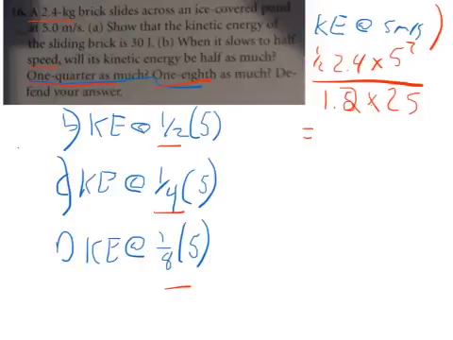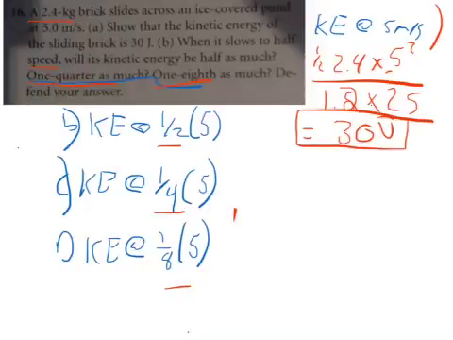So the first one is 1/2 times mass times 5 squared. Just 1/2 times 25. This is equal to 30 joules. Well, if we do half the velocity, shouldn't it be 15? Well, let's check. So this is half of 5. So now this is 1/2 times mass times 2.5 squared equals, and then you'd work that out.